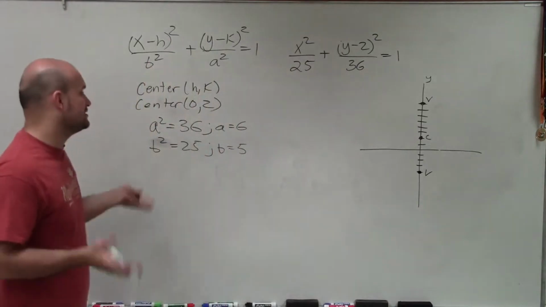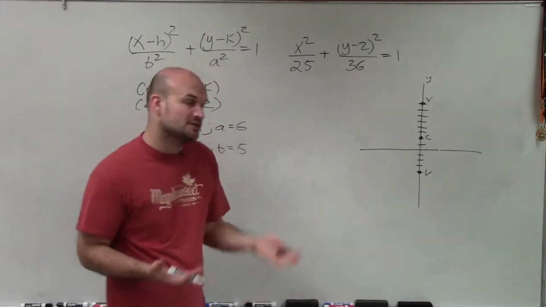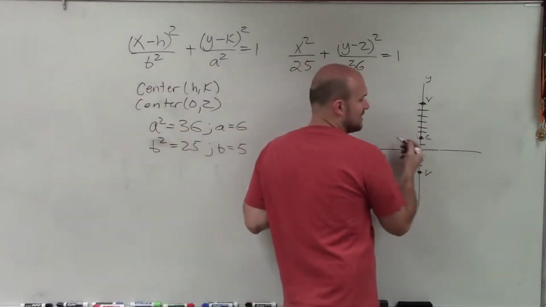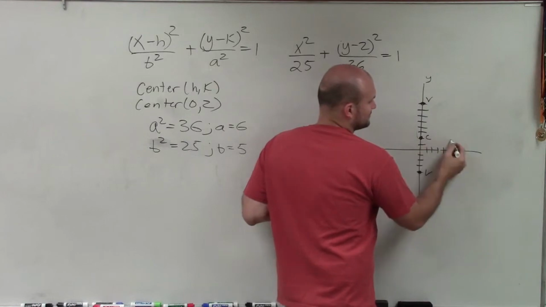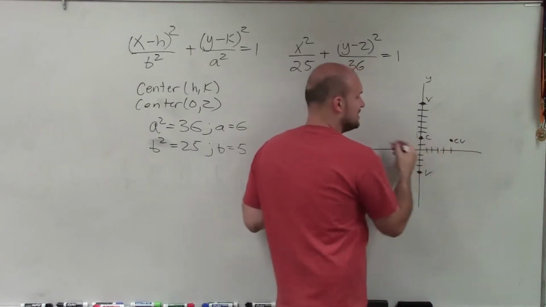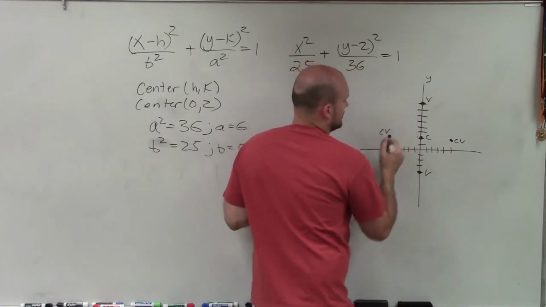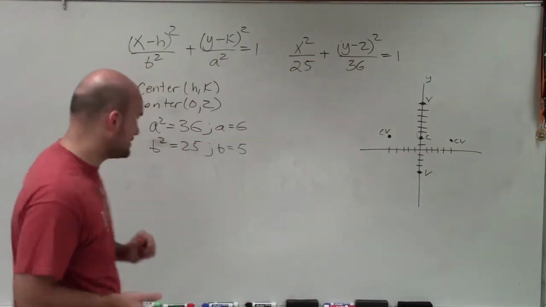Now, the next thing is I need to determine the co-vertices. The co-vertices are on the minor axis, which is perpendicular to the major axis. So instead of going up and down, the co-vertices are on the minor axis, which in this case is to the right and left. So I'm going to go over 5 to the right, 1, 2, 3, 4, 5, and to the left 5, 1, 2, 3, 4, 5. Now I've been able to determine the vertices, the co-vertices, and the center.